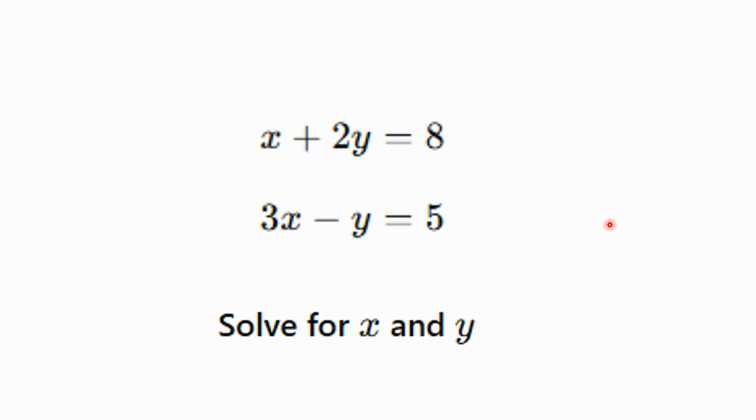This one involves two equations, x plus 2y equals 8 and 3x minus y equals 5, where we want to solve for x and y. If you'd like to at this point, you can pause the video and we'll come back and work this one out together.